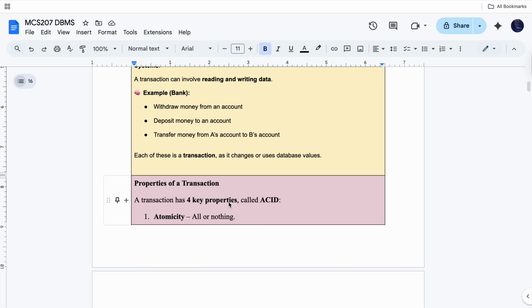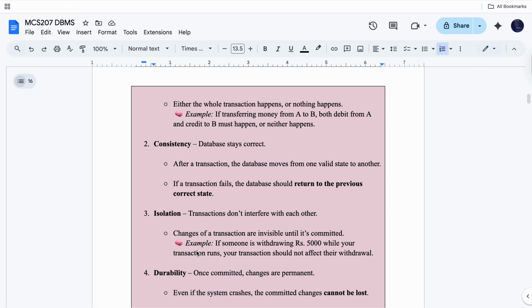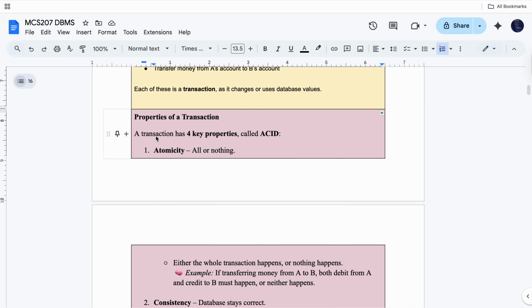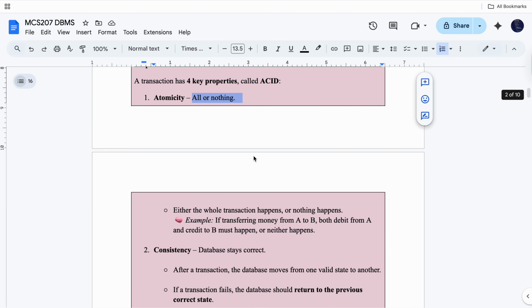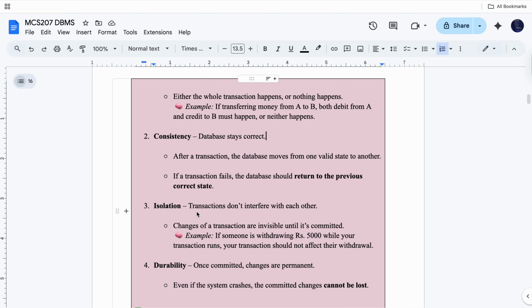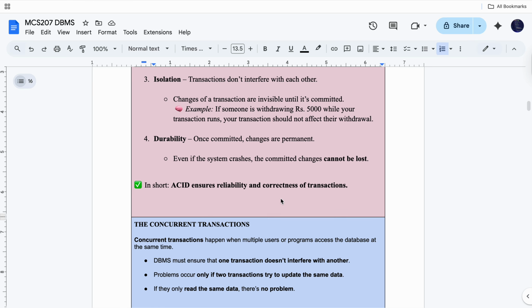Properties of a transaction. A transaction has 4 key properties, ACID: atomicity, all or nothing; consistency; isolation; durability. Atomicity: either the whole transaction happens or nothing happens. Example: if transferring money from A to B, both the debit from A and the credit to B must happen or neither happens. Consistency: the database stays correct after a transaction; it moves from one valid state to another. Isolation: transactions don't interfere with each other. Durability: once committed, changes are permanent.